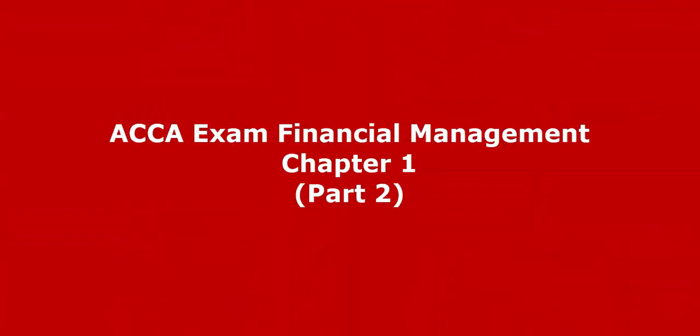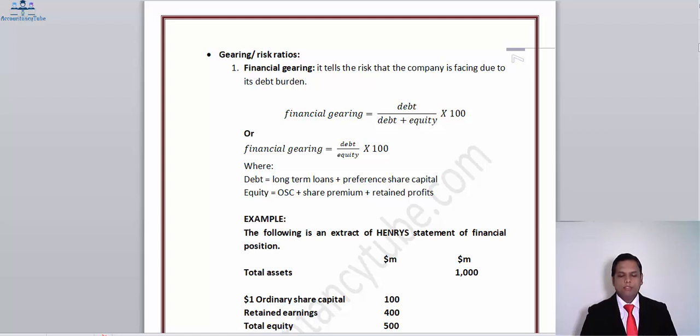Hello everyone, let's start with our next category of ratios, that is gearing and risk ratios. And the first ratio over here is called financial gearing. Now financial gearing tells us the level of risk the company is facing, that's the risk of insolvency the company is facing due to its high debt burden. It's obvious that the more debt there is in the capital structure of a company, the more risk it faces for insolvency.